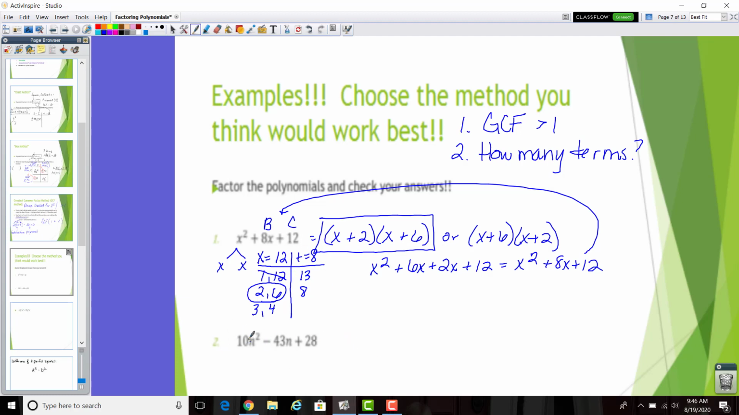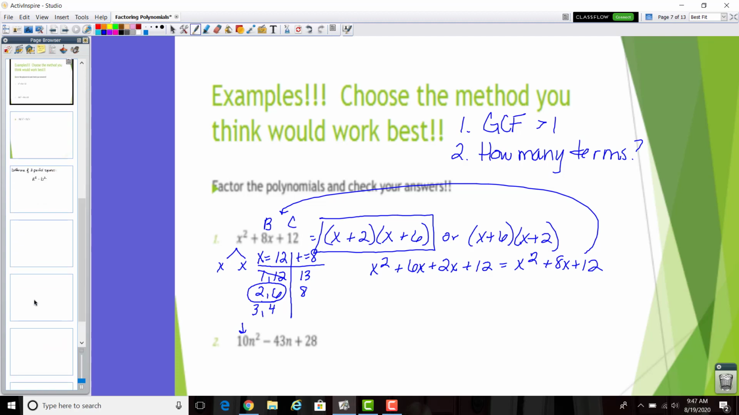The second one, GCF. I've got 10n squared, 43n, and 28. Well, 10 and 28 have factors of 2. N squared and n have a factor of n, but there's nothing that all three of them have in common other than a 1. So I can't use GCF. How many terms? Again, it is 3. So chart, well, I can't do chart because there's a coefficient that is greater than 1. So if this factors, it's going to have to factor using the box method.